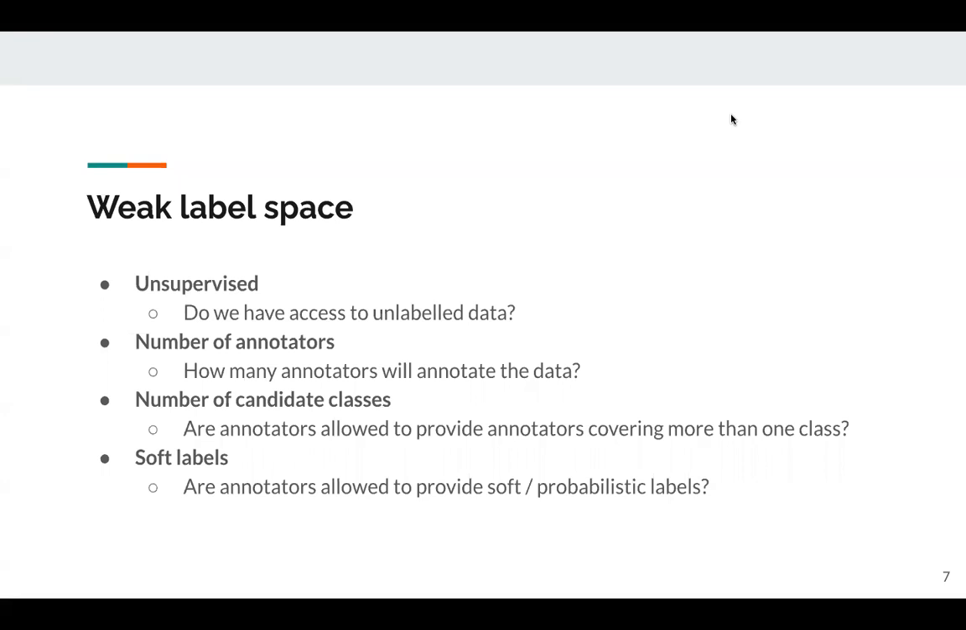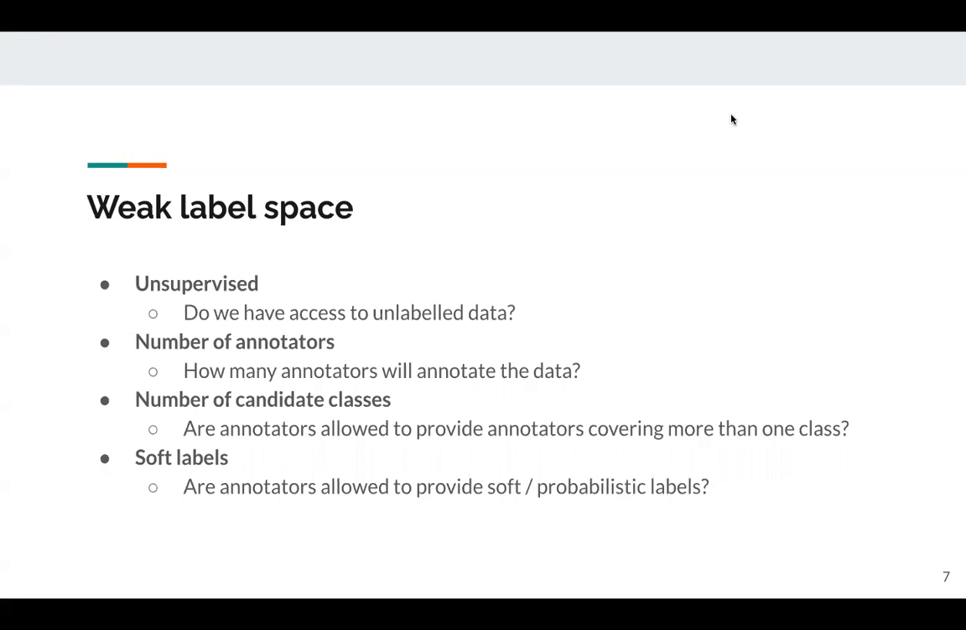We now move to the second category of dimensions, the weak label space. The first dimension is concerned with whether there is unlabeled data available. This can be due to instances being difficult to annotate or not being considered at all. The second dimension is about the number of annotators. While we usually assume that datasets are annotated by 1 annotator, this might not be the case in the case of large datasets.